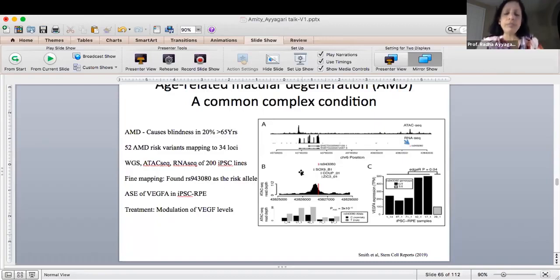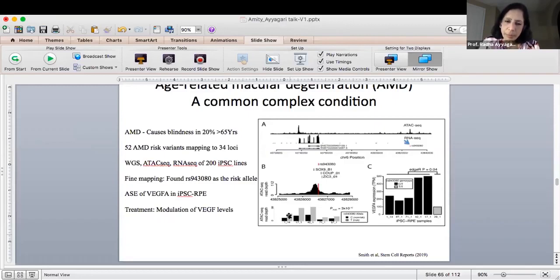We have differentiated these cells to RPE, because this particular gene is expressed in the RPE, and we performed ATAC and RNA-seq. Here what I'm showing is, I do not know whether you can see well because the slides are not big enough, but this is where the SNP is, which is associated with AMD. This is the AMD risk variant. You can see that it is in the region where there is an ATAC peak. And here is the RNA-seq profile showing the different exons. You can see it is in the upstream region of the gene, in the regulatory region.